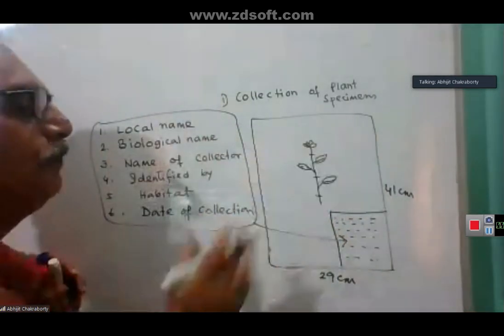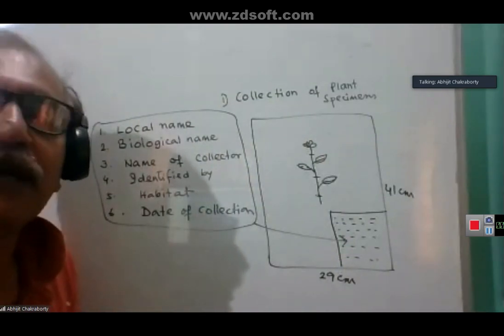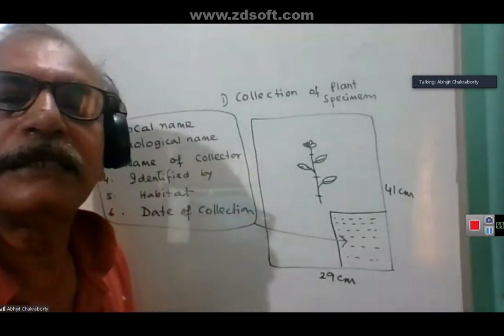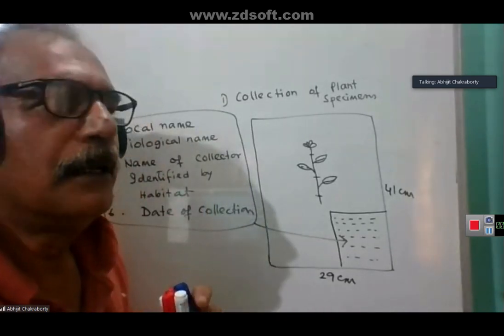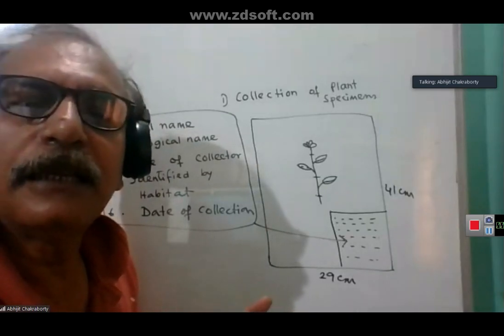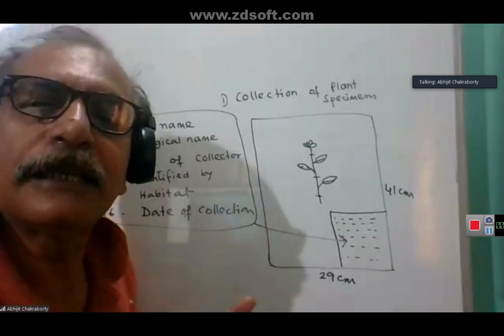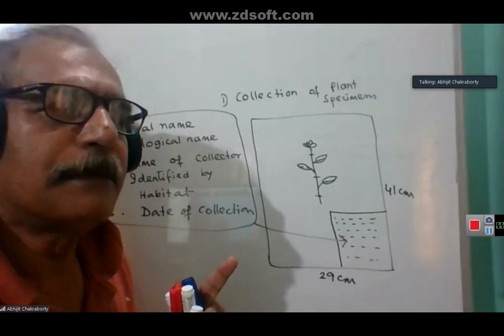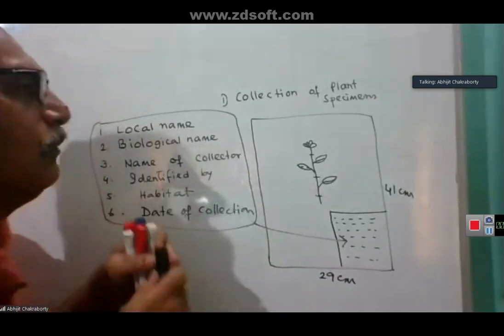Now you have to preserve it. As I said earlier, you have to preserve this sheet in a methodical way. What does methodical way mean? It means preserving it following a particular system of classification. Mostly in the herbarium, the plant specimens are arranged following the Bentham and Hooker natural system of classification.